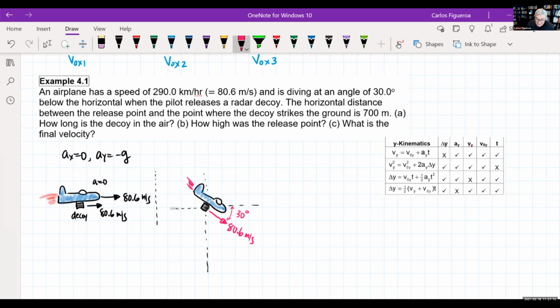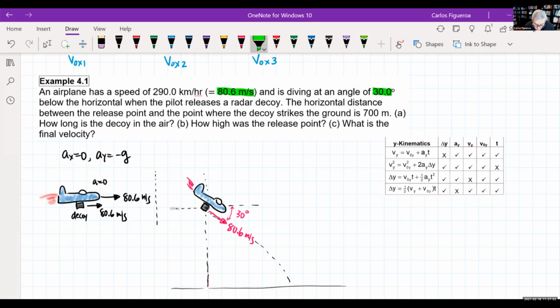I have a picture here, but I think I need to step back a little bit. I'm imagining that I have my ground like this. As this thing flies, it's going to take some curved path. It doesn't go in a straight line. What we just took advantage of is the speed and the direction.